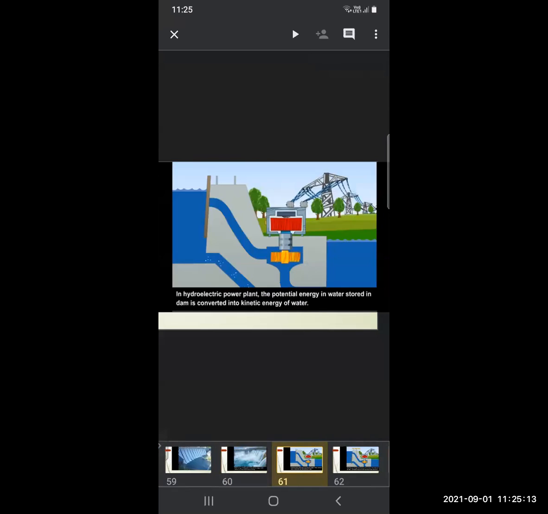In a hydroelectric power plant, the potential energy in water stored in dams is converted into kinetic energy of water. So dam में है पानी, okay? Then it is used. Dam में store किया हुआ पानी, that is potential energy. Then it flows from the top, so it will be kinetic energy, and that is used in hydro power plants to generate electricity.